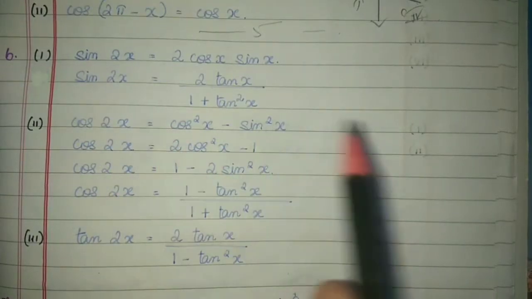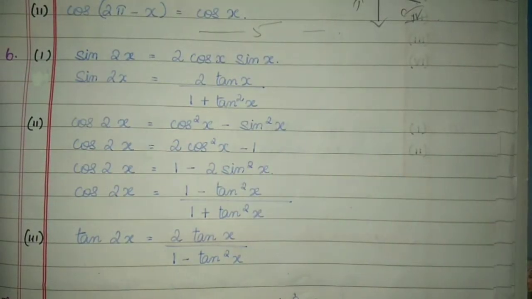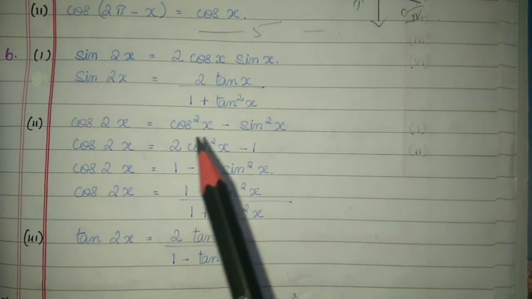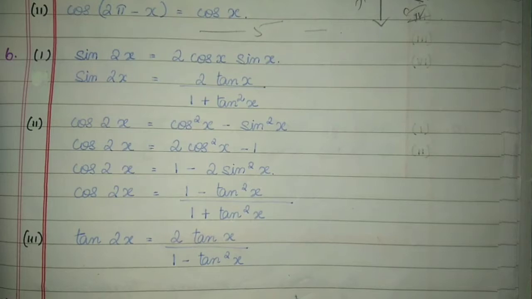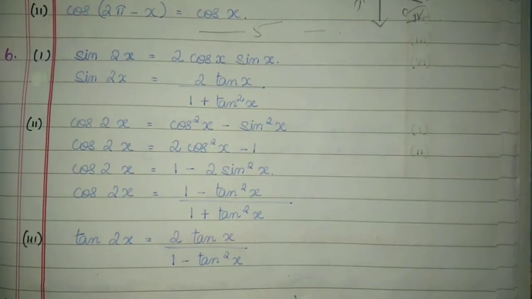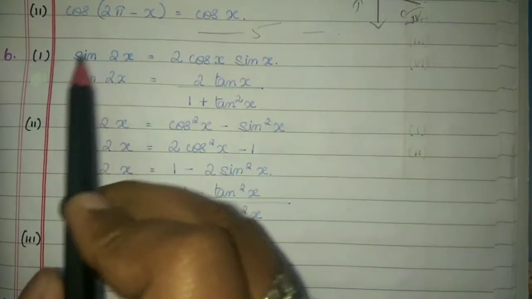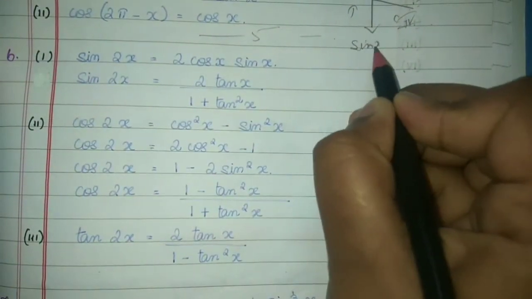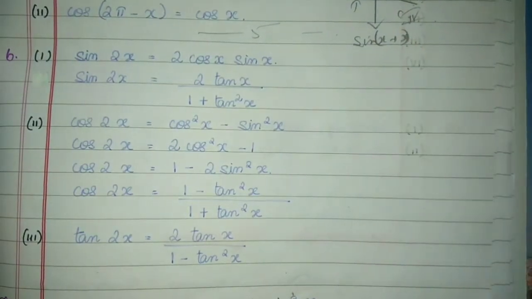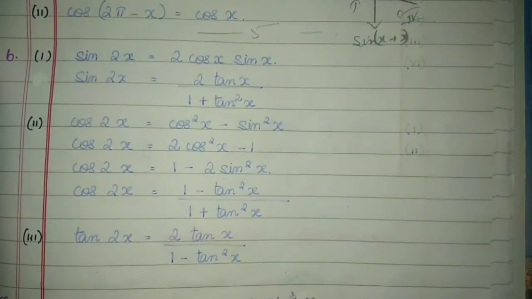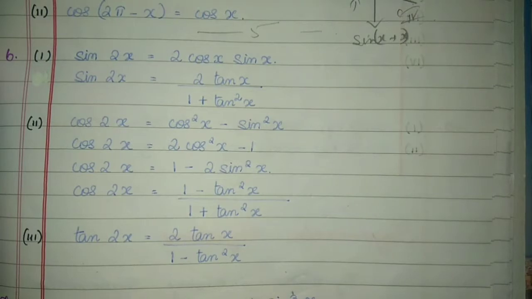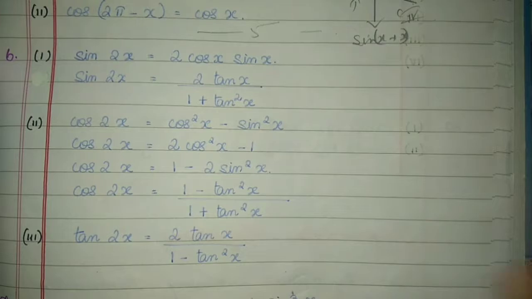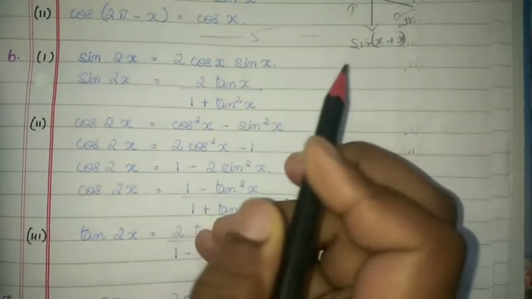Now the sixth set of formulas, we have only three formulas, that is for sin 2x, cos 2x and tan 2x. This is very similar to sin(x + y). Sin 2x means sin(x + x). So sin x cos y + cos x sin y, if you apply it, it will be sin x cos x + cos x sin x. So it is 2 cos x sin x.